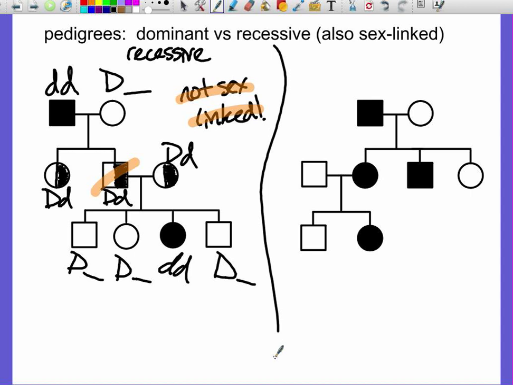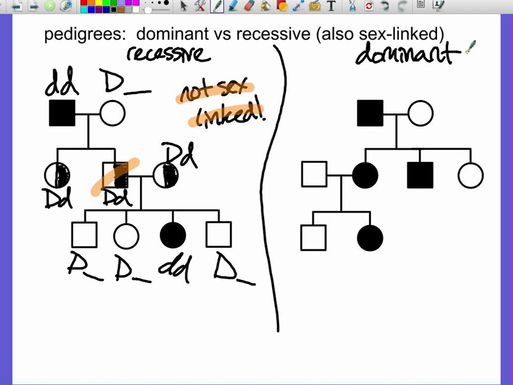In this pedigree, I actually can't tell if it's dominant or recessive. It did not skip a generation in this case, but not all recessive traits are automatically going to skip a generation. I'm going to fill this one out like it's dominant right now. But I don't actually know that it's dominant.